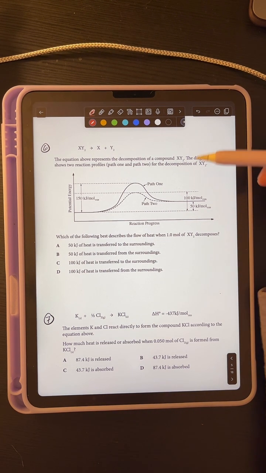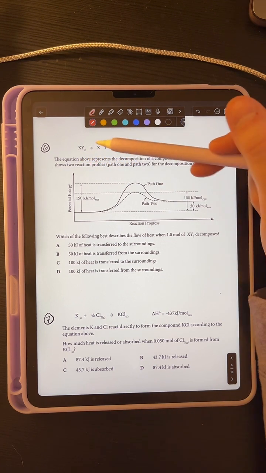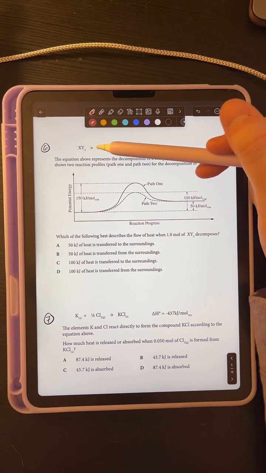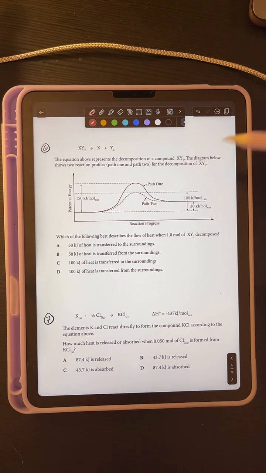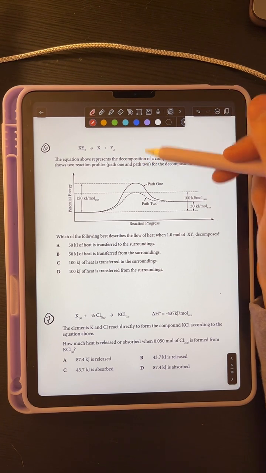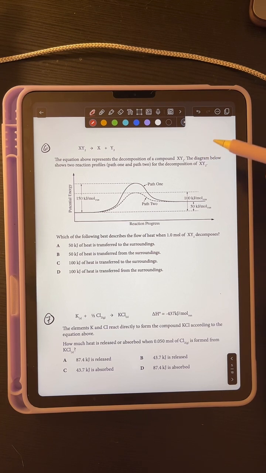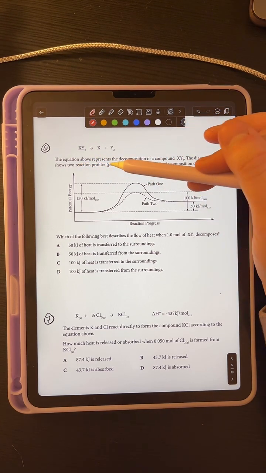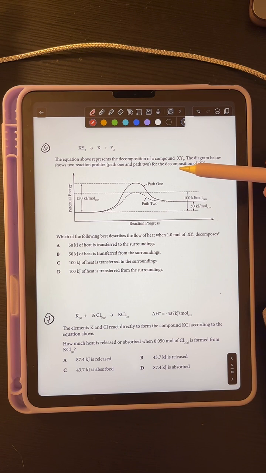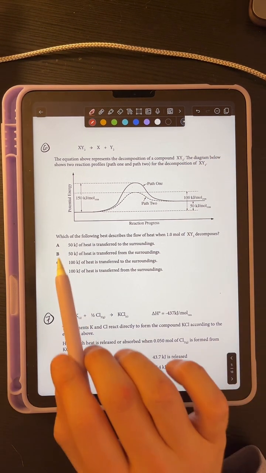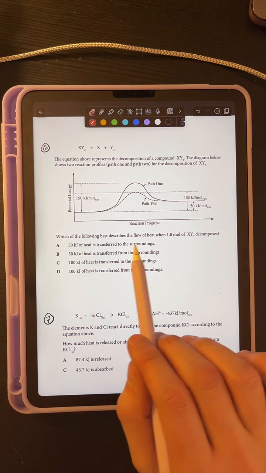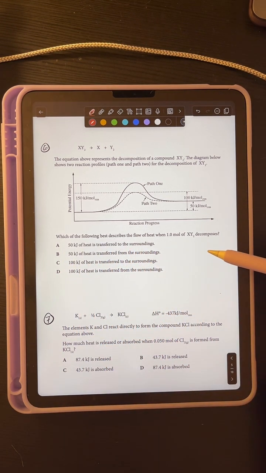All right. So we have number 6. We are given an equation, XY2 goes to X plus Y2. The equation above represents the decomposition of a compound. So remember, decomposition, that's just one thing breaking apart into 2 or more things. The diagram below shows 2 reaction profiles, path 1 and path 2, for the decomposition of XY2. Which of the following best describes the flow of heat when 1 mole of XY2 decomposes?